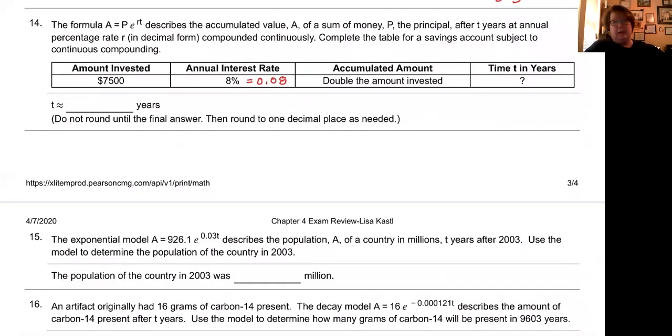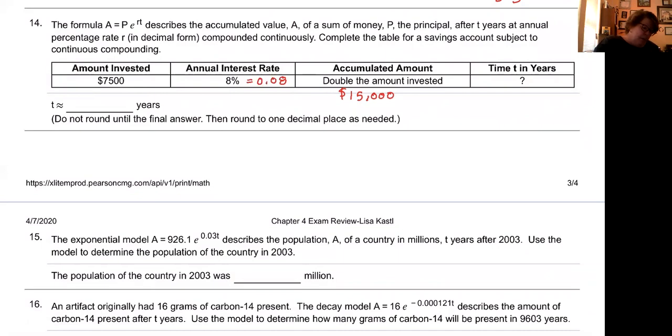And we're doubling the investment. So how long is that going to take? The amount that you accumulate then, since you're doubling, is going to be $15,000. If I double the amount in my investment after T years, then I'm going to have $15,000 when I'm done. All right, so now we're just going to plug everything into this formula and solve for T.